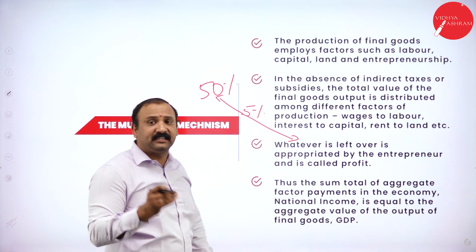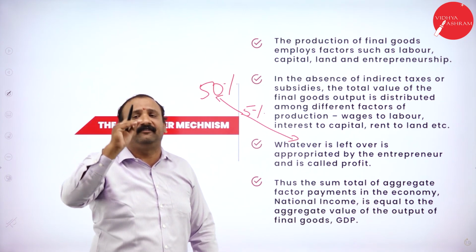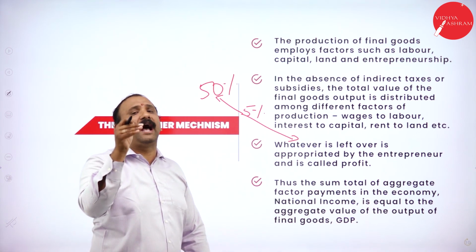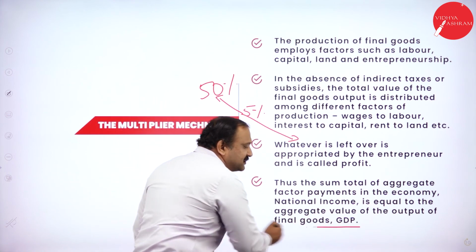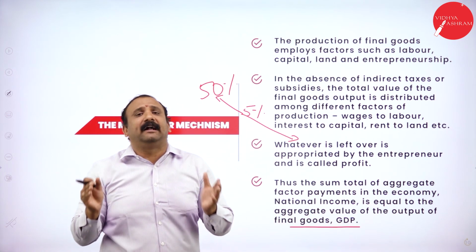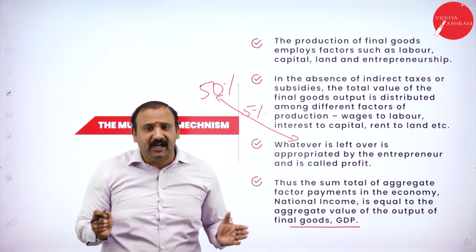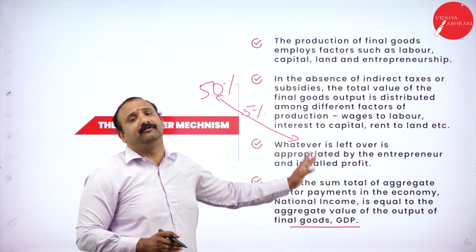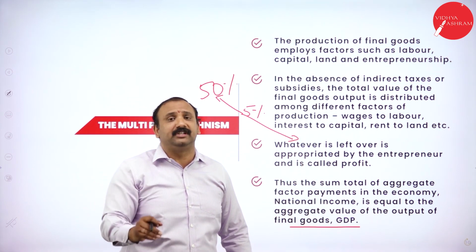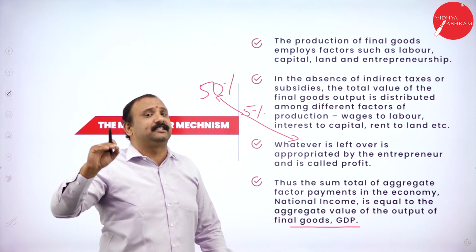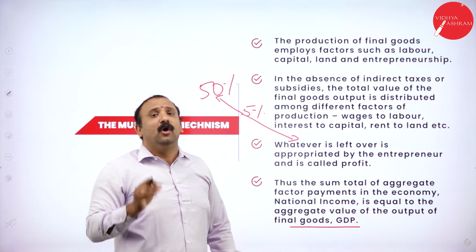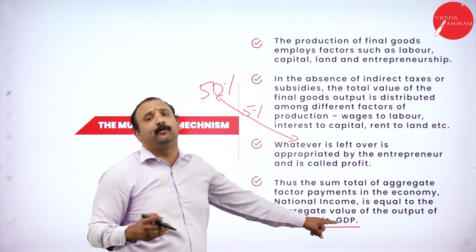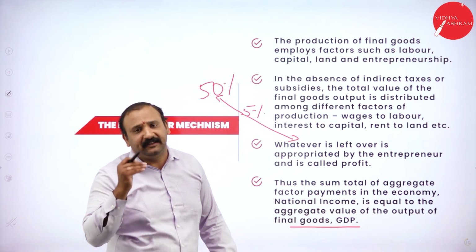Last but not least, the sum total of aggregate factor payments in the economy, national income, is equal to the aggregate value of the final goods, that is, the GDP. So after putting all the aggregate factors together, the remaining value that we are going to get will be equal to the value of the GDP. So that is what we conclude: after the deduction of all the external factors, the remaining value of the final goods, which is going to create an aggregate demand factor, will determine the output or the value of the GDP in the economy.